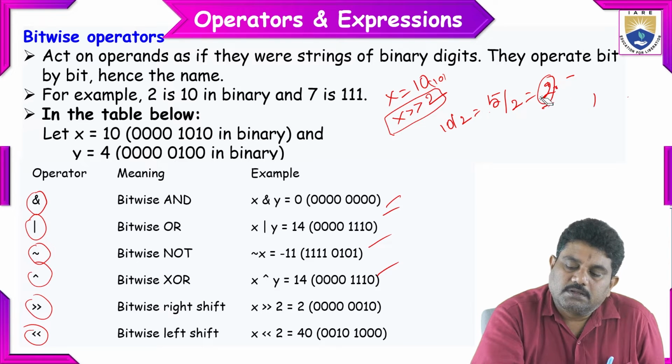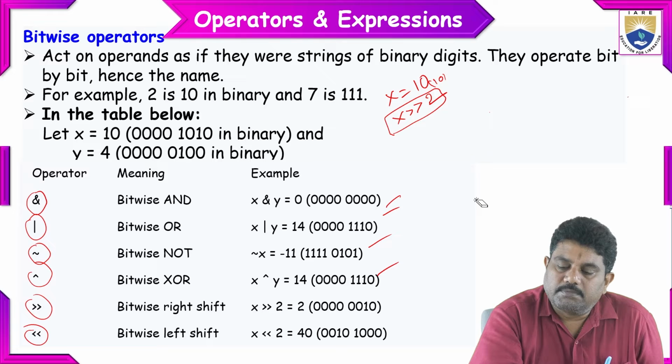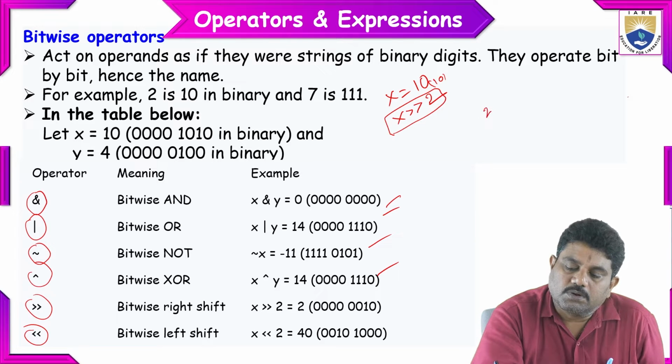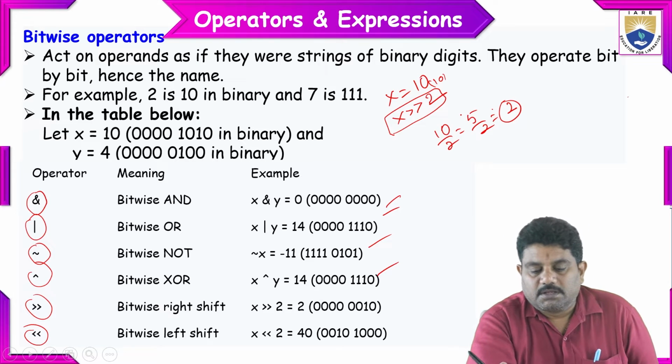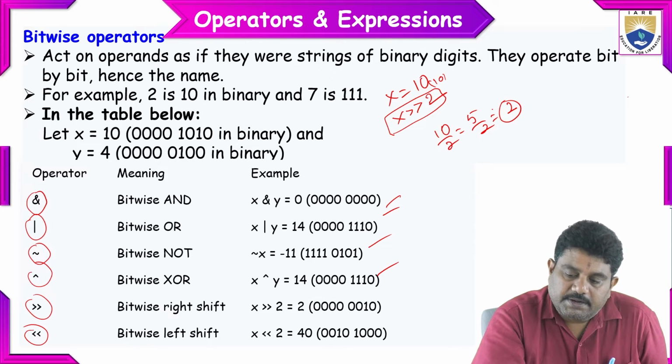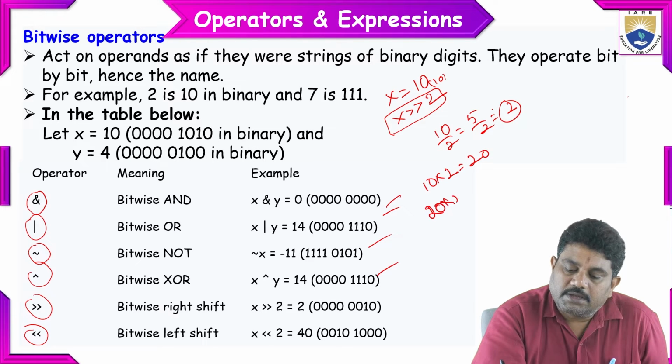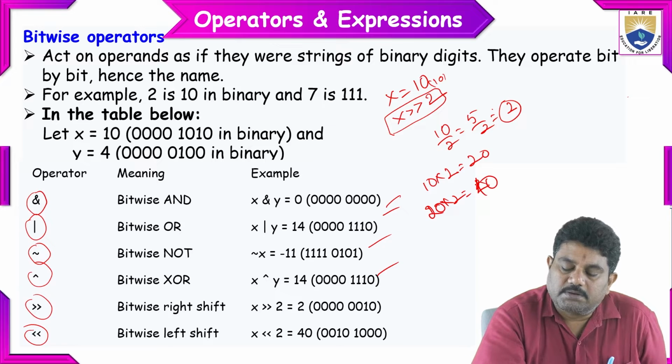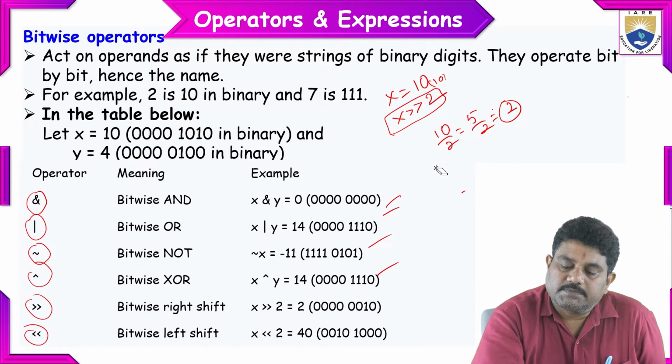So like that, in decimal it is 2.5, but in binary operations you will get 2 only, even though it is 2.5. So 10 by 2 is 5, again by 2, it becomes 2 now. Okay, like that. If you shift to the left side, it multiplies: 10 times 2 for 1 time is 20, and 2 times, again it becomes 40. 10 becomes 40.